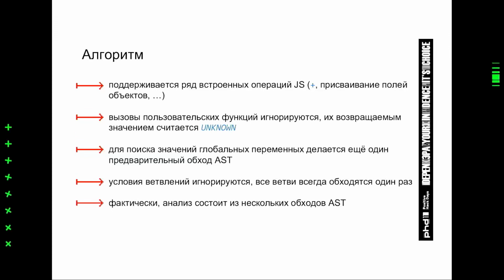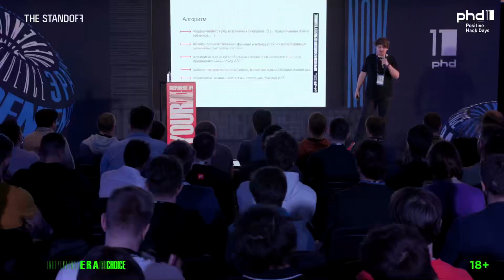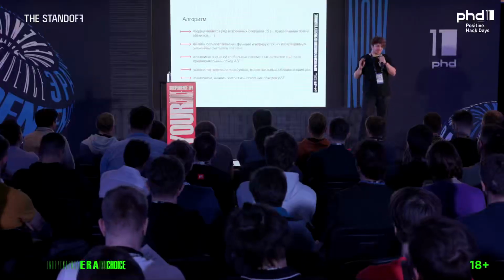Not just the variables, not just the arguments of functions, but also the operations like plus, etc. As far as requesting user functions, we ignore it. If it's there in the code, the algorithm wouldn't even dive into it, it would just assign unknown to it.